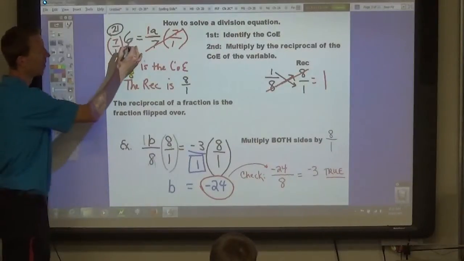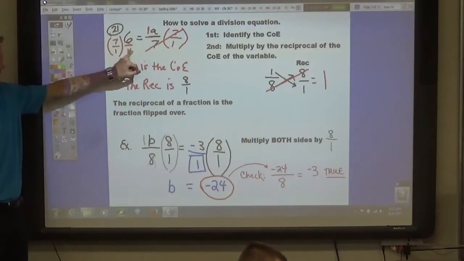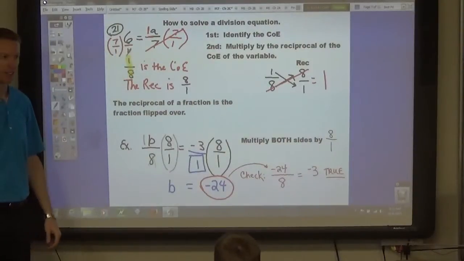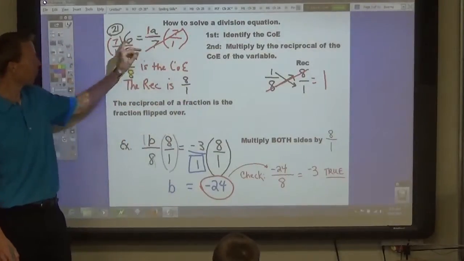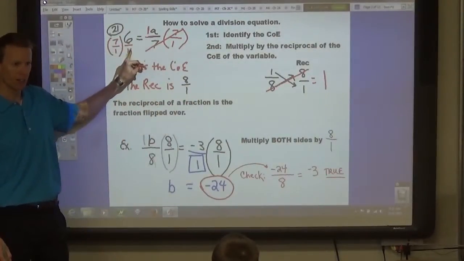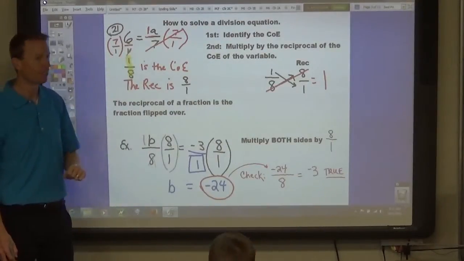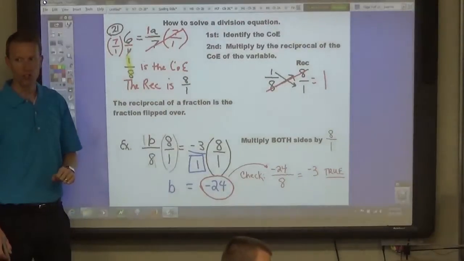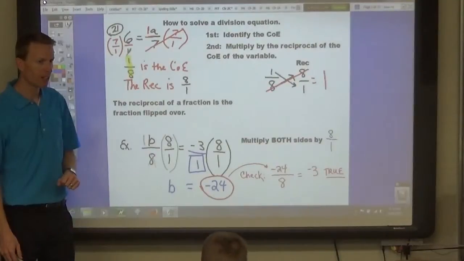Now, 6 times 7 over 1, or 6 over 1 times 7 over 1. A whole number, 8 over 1, or 7 over 1, or 6 over 1. It's just 6 times 7. 6 times 7 is 42. So A is 42. Okay?